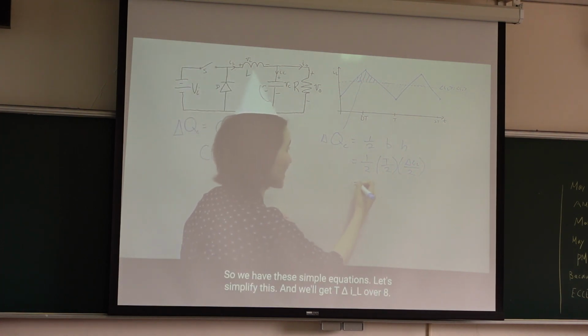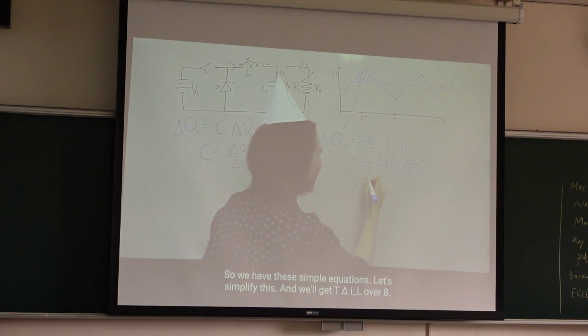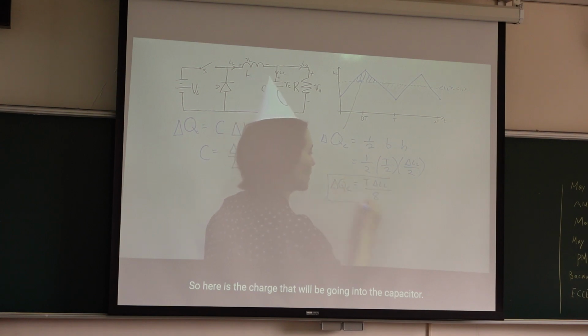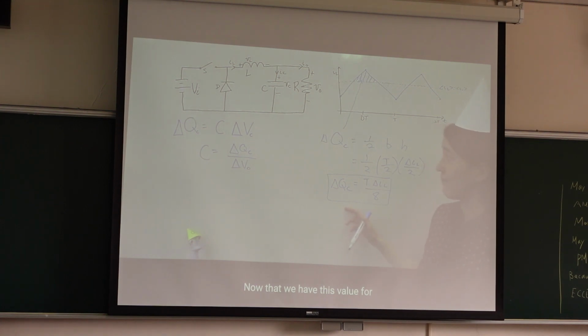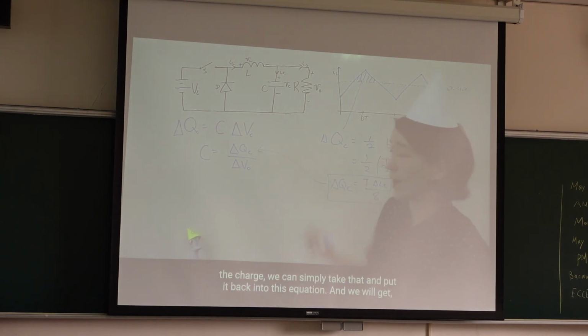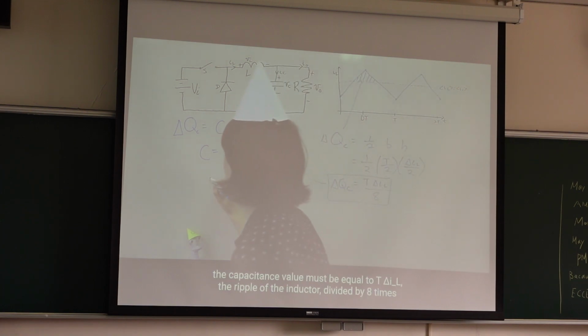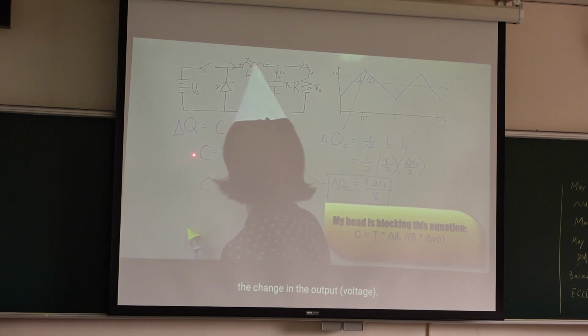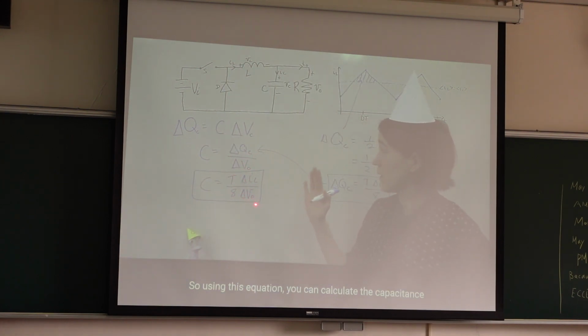Using simple equations, let's simplify this, and we'll get T delta IL over 8. So this is delta Q equal to here. This is the charge that is going into the capacitor. Now that we have this value for the charge, we can simply take that and put it back into this equation. And we will get the capacitance value must be equal to T delta IL, the ripple of the inductor, divided by 8 times the change in the output voltage, delta V. So we can put delta Q here.